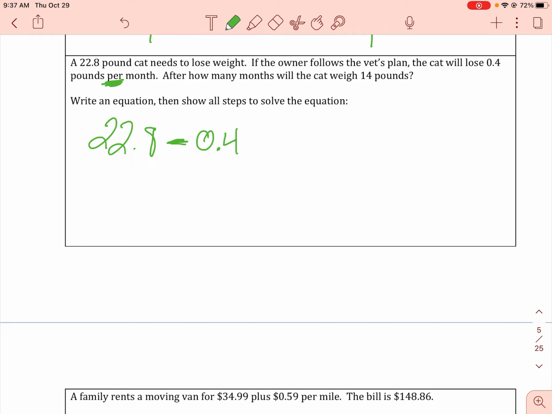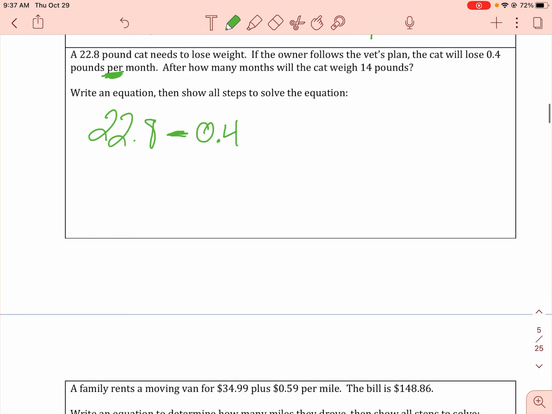When you see this "per" right here, per each every, that is going to tell you that 0.4, the number before it, goes with the variable, which is month. So I'm going to put M as my variable for month. How many months, because we need to find months, there's our variable, will the cat weigh 14 pounds? So we want to equal 14. So now we have set up this equation right here, and now we need to work to solve it.